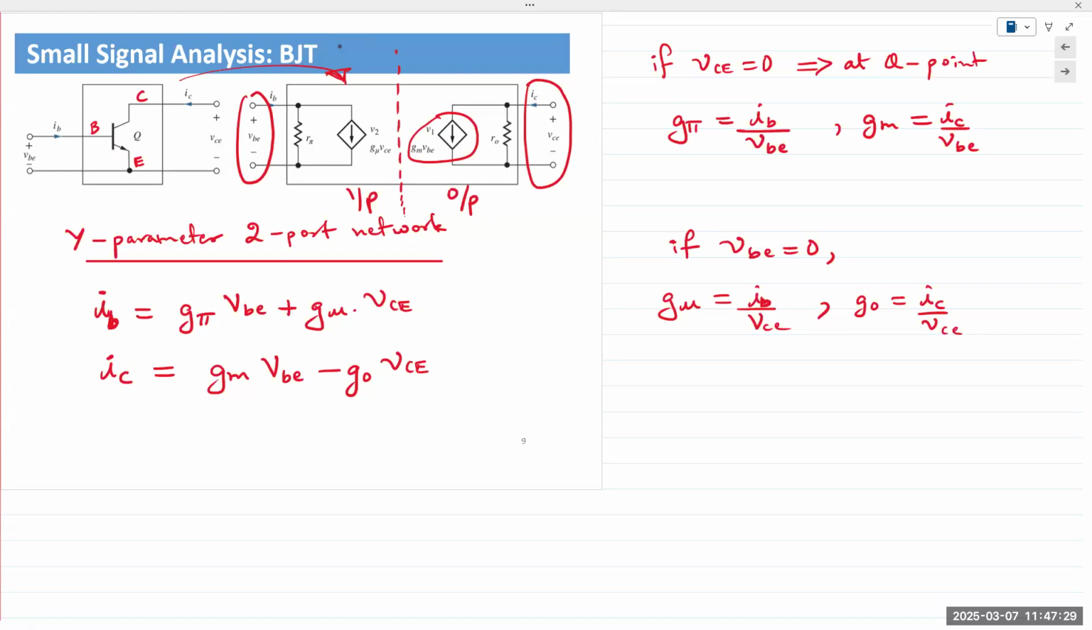So let's look at g pi. G pi, you have the base current. The conductance is describing the ratio of the base current to the base voltage. So this is the input conductance.